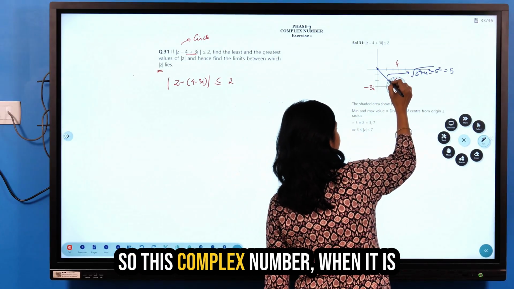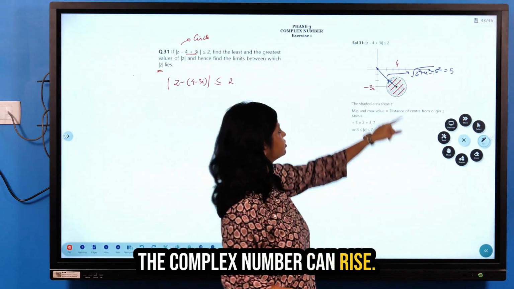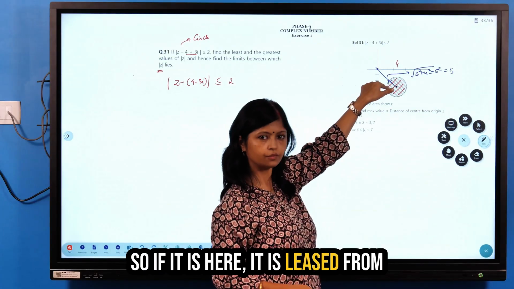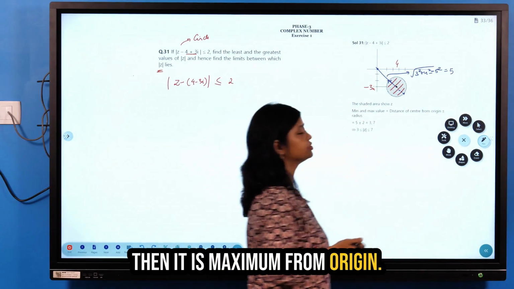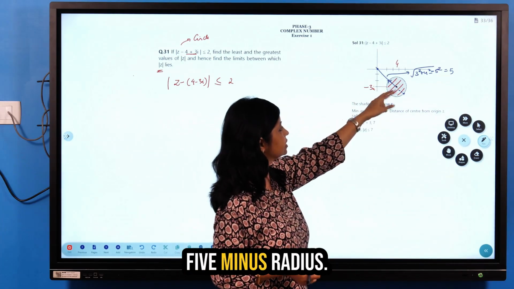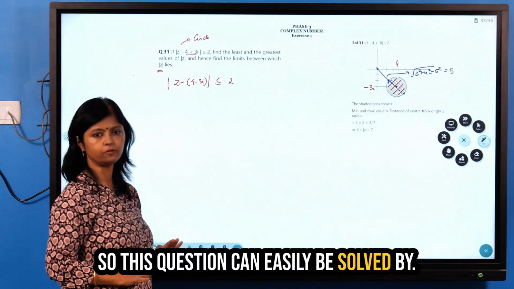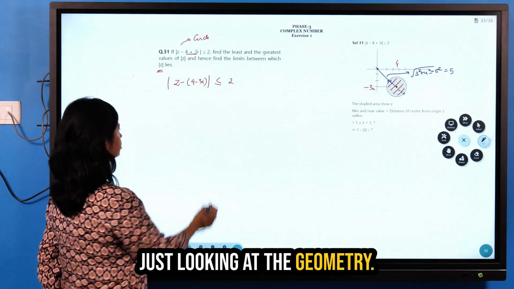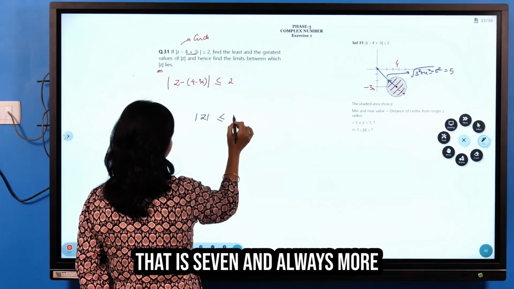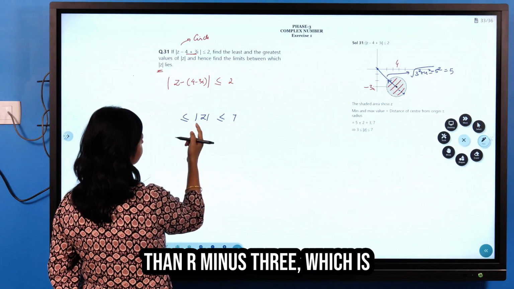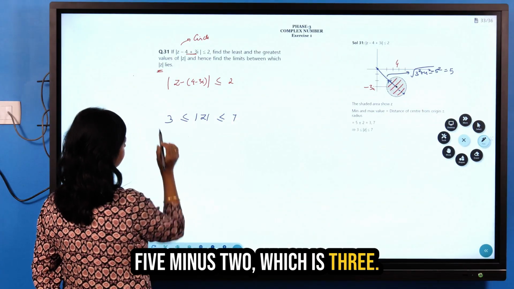So this complex number, when it is here, this entire region is where the complex number can lie. So if it is here, it is least from the origin, and if it is here, then it is maximum from the origin. So what is it essentially? 5 minus radius, 5 plus radius. So this question can easily be solved by just looking at the geometry. So mod z is always less than 5 plus 2, that is 7, and always more than 5 minus 2, which is 3.